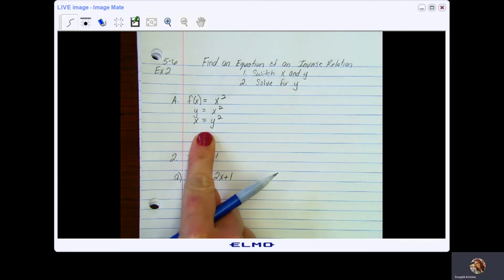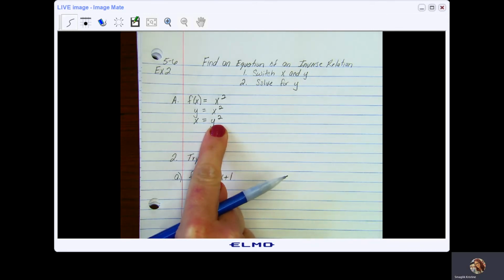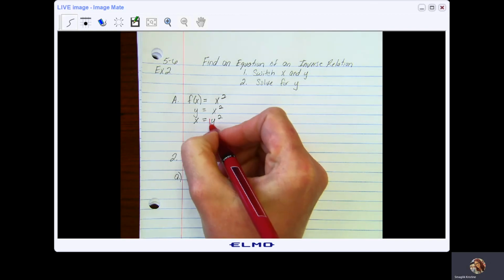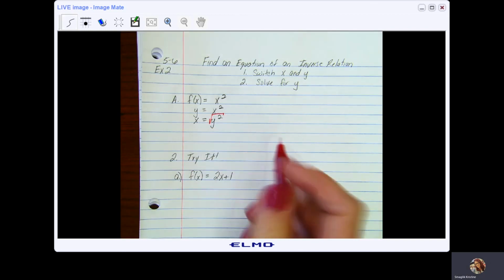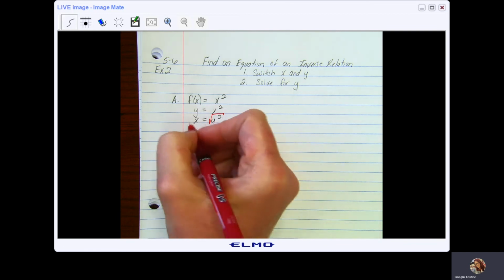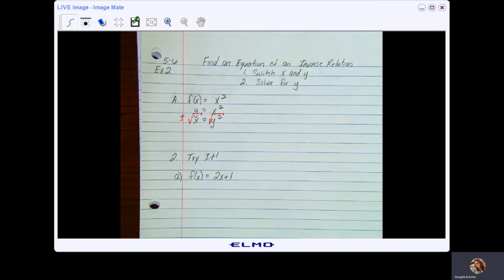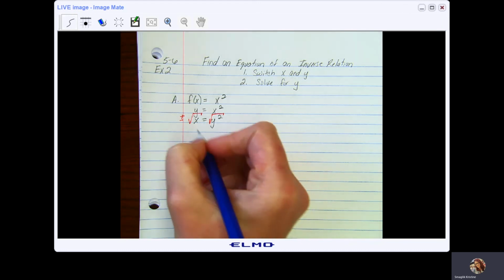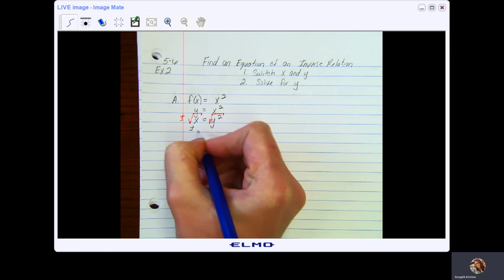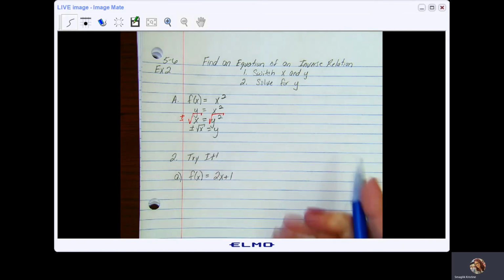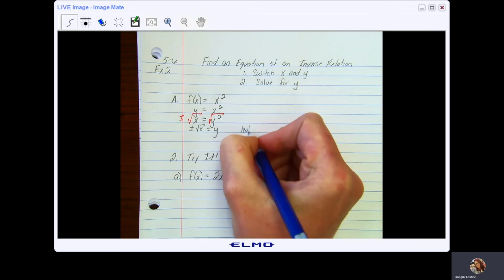If I'm going to solve for y, I need to get rid of that square. We undo a square with a square root. And don't forget, when we're doing this and we have an even index, even exponent, you are going to use plus minus. So we are left with plus minus the square root of x equals y. Now, this is not a function.